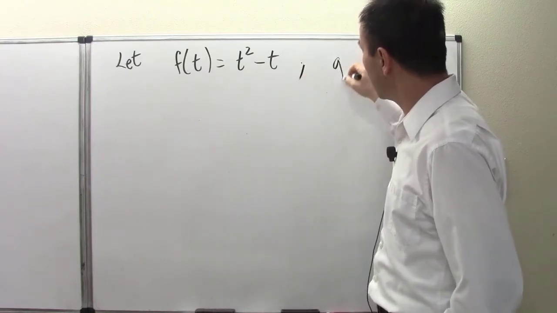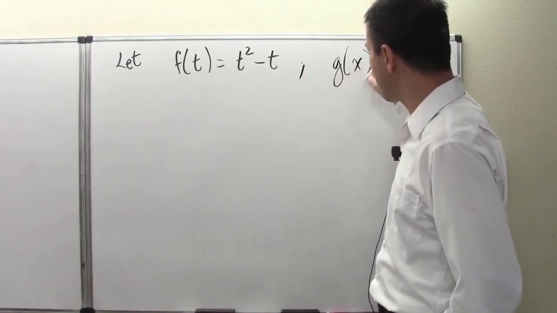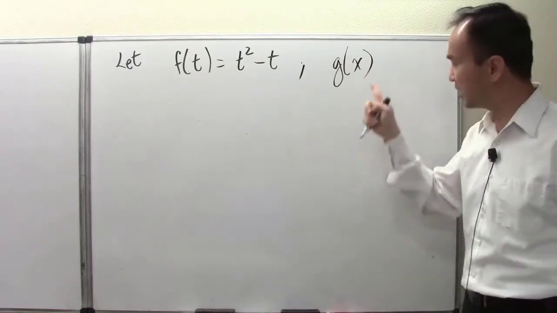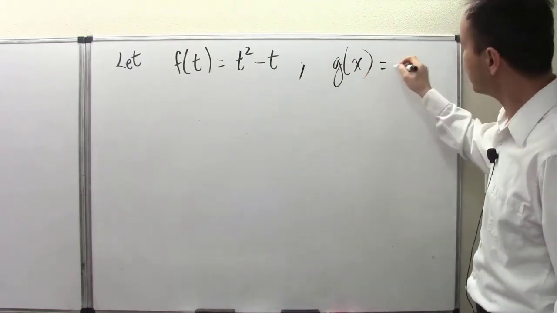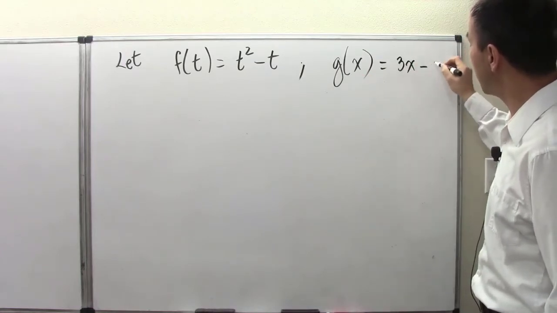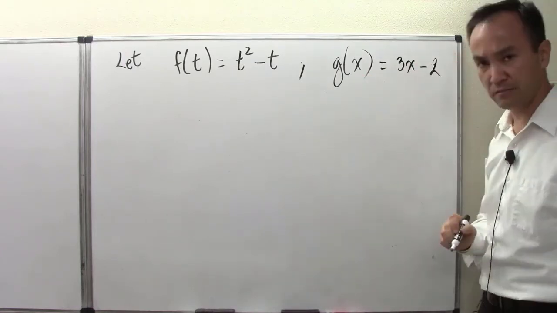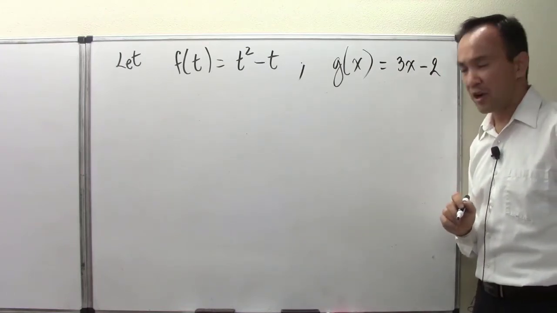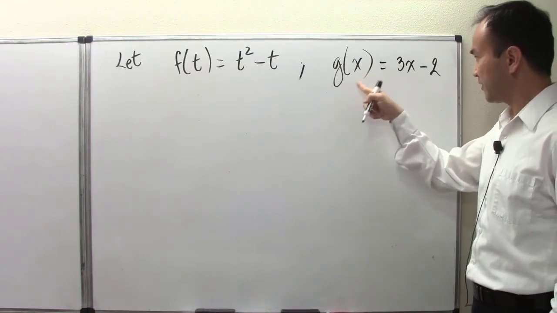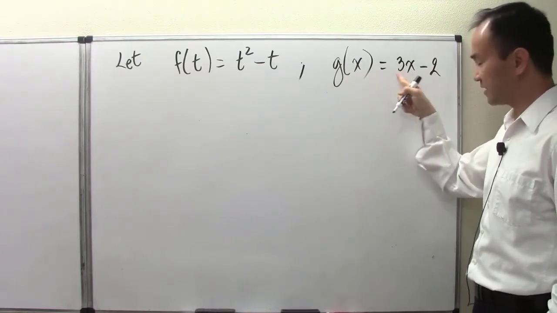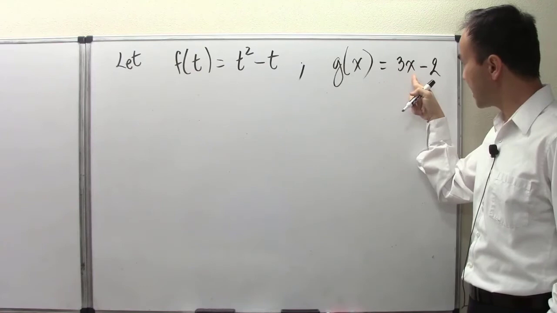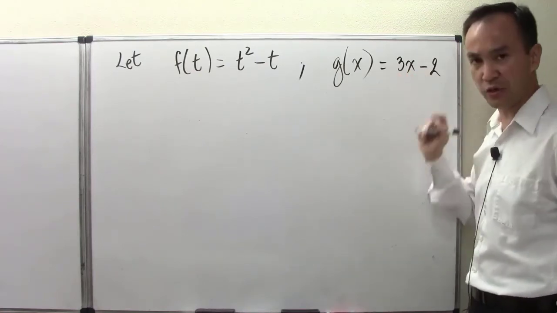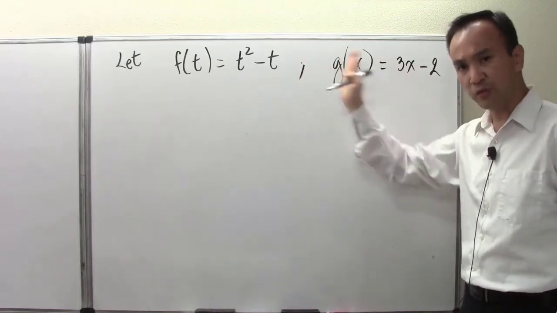Now I'm also going to give another function g. For this function g, the input variable is named x, and g of x is 3x minus 2. The rule says it takes the input x, multiplies it by 3, and subtracts 2. It's a different rule. So, two functions, two different rules.